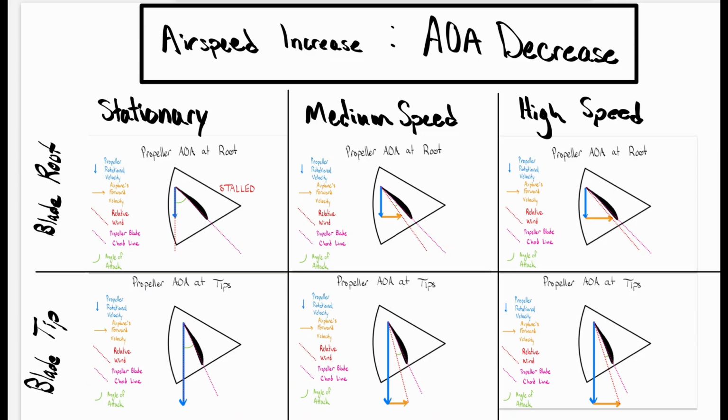Here's a visual aid I've drawn out showing the change in angle of attack between the propeller tips and the propeller roots as airspeed increases. Notice how when the airplane is stationary, the propeller root is at a very high angle of attack. So much so that the propeller can oftentimes be stalled while the airplane isn't moving forward in the air mass. As airspeed increases, notice how the angle of attack decreases.